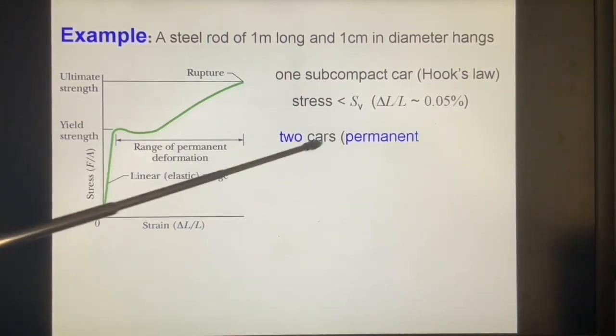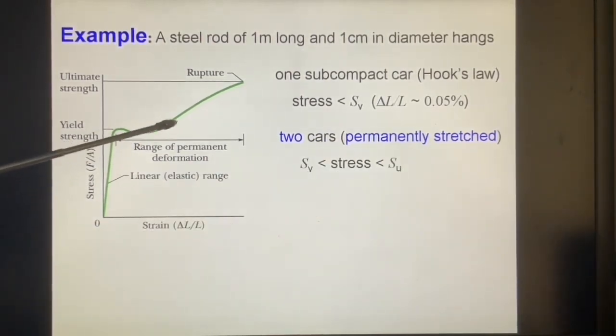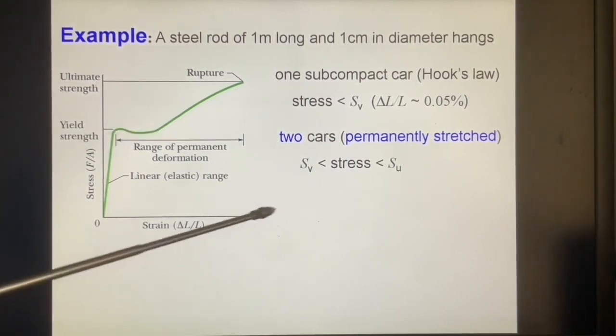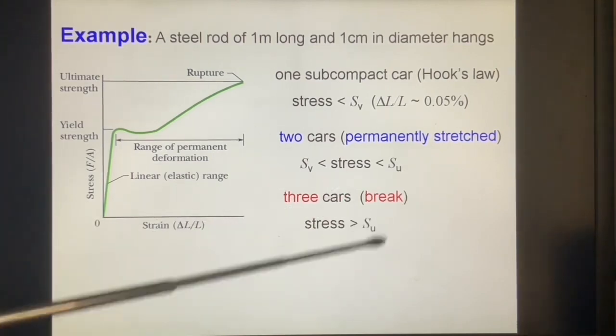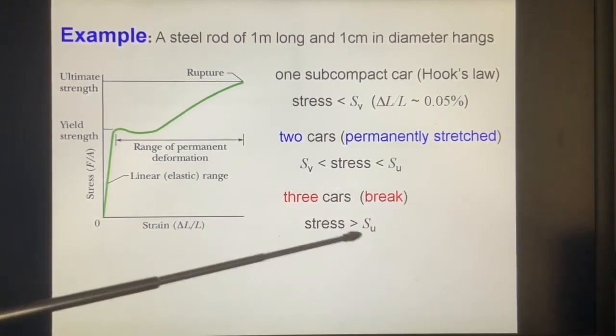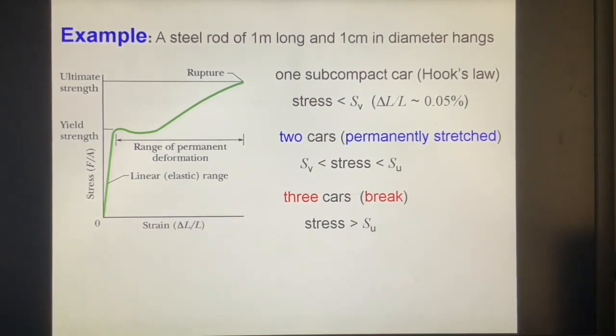If you hang two cars, it is permanently stretched. If it goes past that, it never comes back. If you put three cars, then it will break. That is a stress larger than the ultimate strength, S_U.